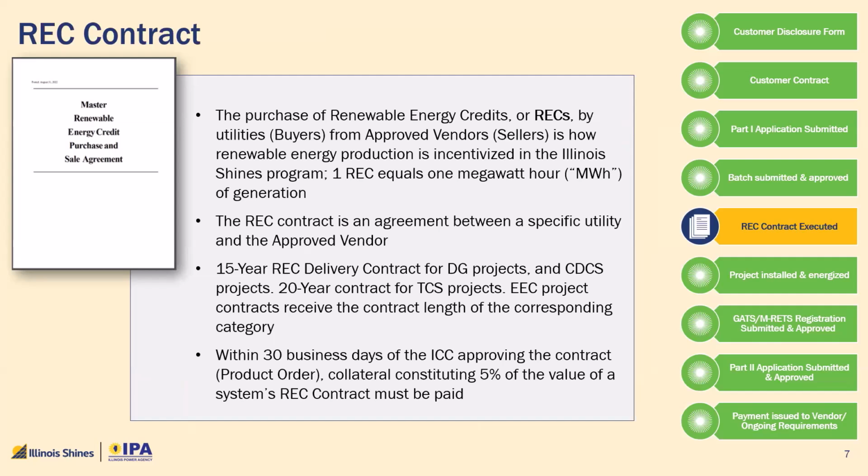Once the batch has been approved by the ICC, the utility will send the approved vendor a REC contract. The purchase of renewable energy credits, also known as RECs, is how renewable energy production is incentivized in the Illinois Shines program. We have 15-year REC delivery contracts for DG projects and CDCS projects, and 20-year REC delivery contracts for TCS projects. EEC projects will receive the contract length of the corresponding category. And within 30 days of the ICC approval of the contract, the collateral must be paid by the approved vendor.